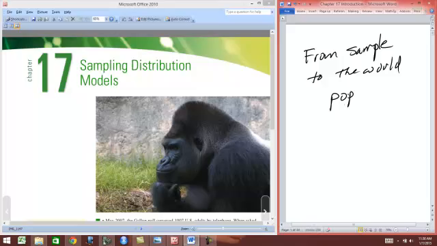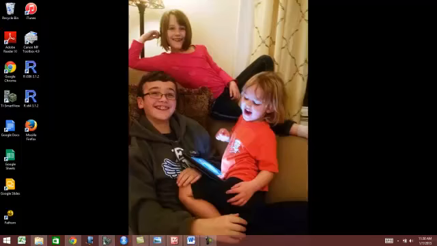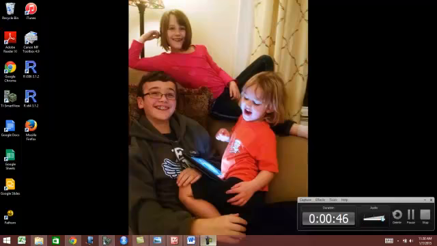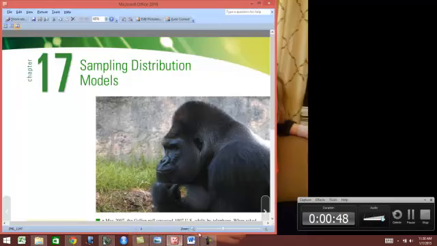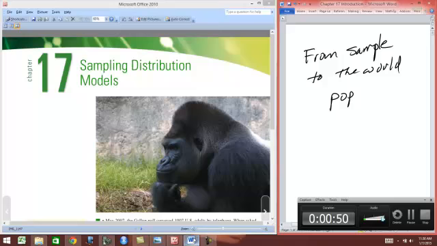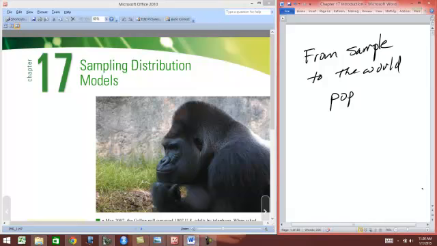And information that we have about a population are called population parameters. Okay. So population parameters are designated by the lowercase italic p.